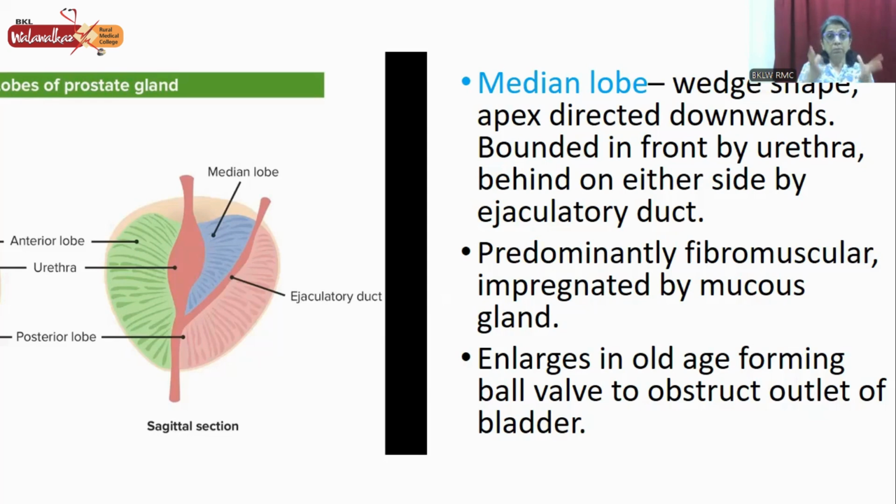Now, the importance of this lobe is that the median lobe enlarges as a person goes towards old age, and then it forms a ball valve obstruction. So it obstructs the flow of urine, and because of that the person will have retention of urine, or the evacuation of urine will be incomplete.